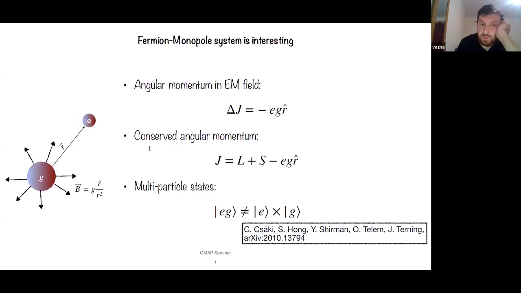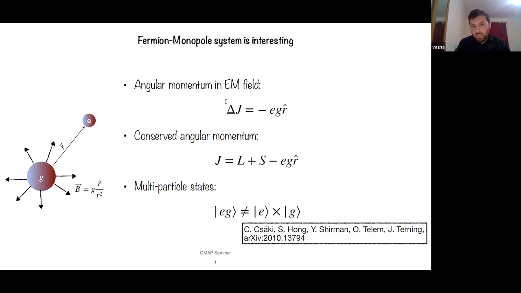I care about these problems because the fermion monopole system is surprisingly interesting. First, a very interesting fact can be seen even in the framework of classical electromagnetism. If you have a magnetic charge, that means you have a particle that has a magnetic field described by Coulomb's law, and you have an electric charge, you can calculate the angular momentum stored in the electromagnetic field, and you will surprisingly find that it is just the electric charge times the magnetic charge and does not depend on the separation between them. That means it does not matter how far away they are, you always have this contribution.